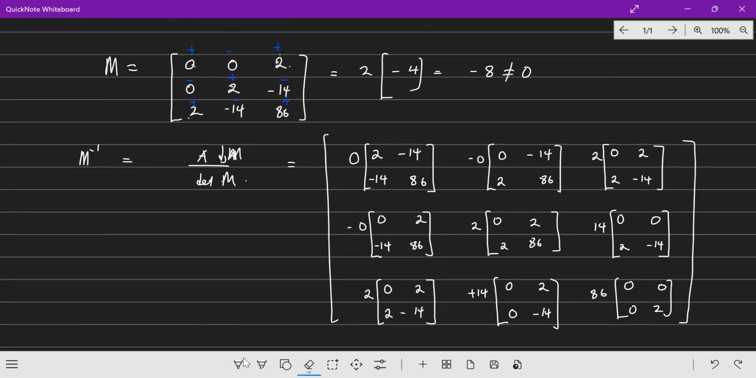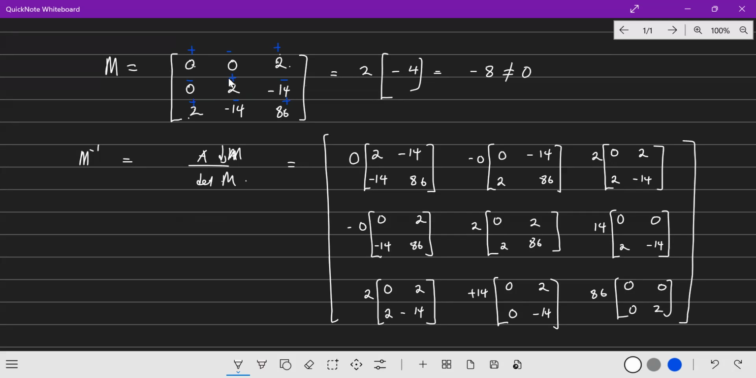Before you do anything. So when there's 0 there, when you cover this 0, what matrix do you form? 2, negative 14, negative 14, 86 is correct. When you cover this 0 here, what matrix do you have? 0, negative 14, 2, 86, correct? And anywhere the positive 2 there, when you cover this, what matrix do you have? 0, 2, 2, negative 14, okay? And then you add 0 here, you cover this column and the row where that 0 belongs. You have 0, 2, negative 14, 86, okay.